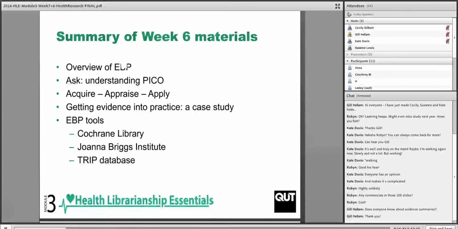So that's just an overview of what we did last week, and then the last two elements on there are just what we've covered tonight. So I will leave you with those tools to explore, and I'll hand back to Jill.